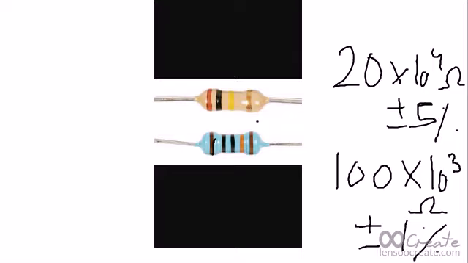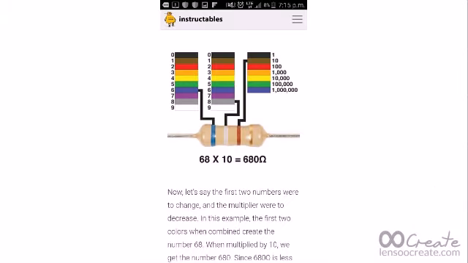You can also write it as 100 kilo ohm rather than writing 100 into 10 raised to power 3 ohm. This can be written as 200 kilo ohm.